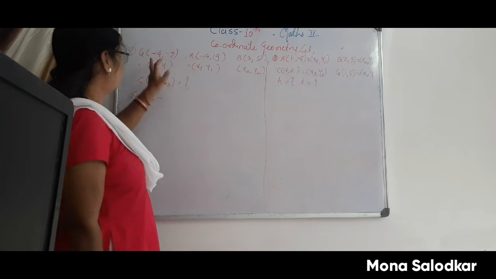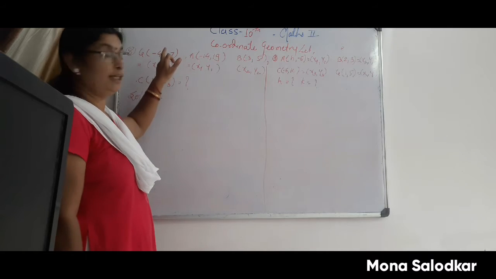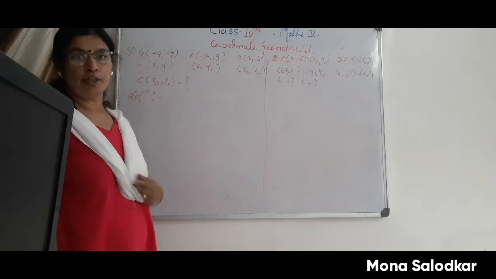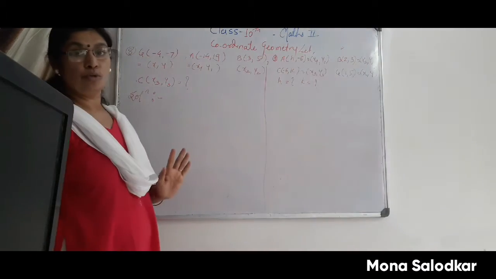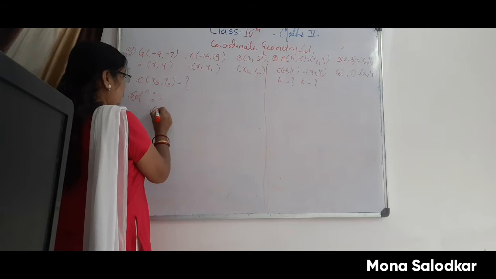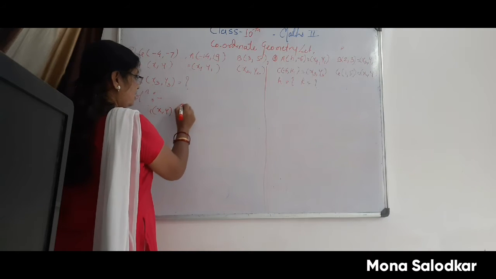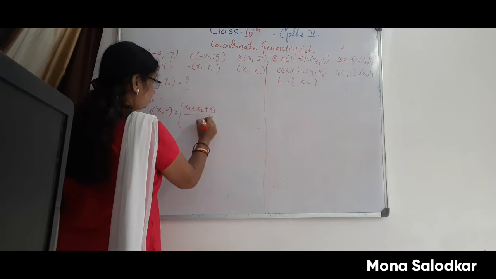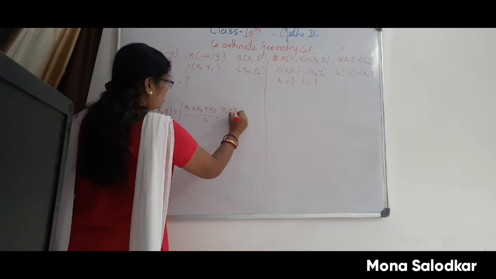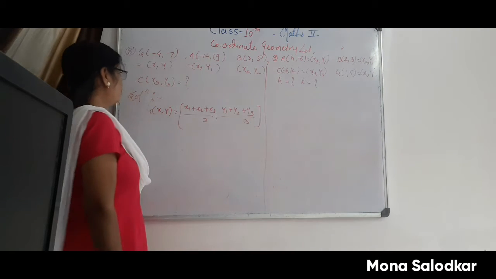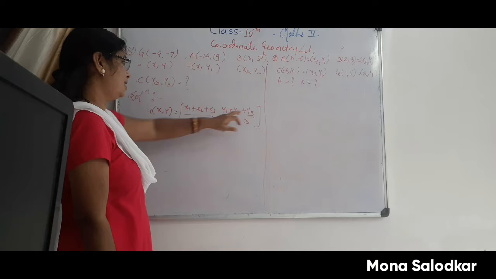Now in the 8th problem, what is given? The coordinates of the centroid are given. Point A is given. B is given. You have to find out the coordinates of point C. Here also which formula do you have to use? Centroid formula. So what is our centroid formula? G(x, y) is equal to (x1 plus x2 plus x3) upon 3, (y1 plus y2 plus y3) upon 3. Now you have to find out the coordinates of C, that is x3 and y3.